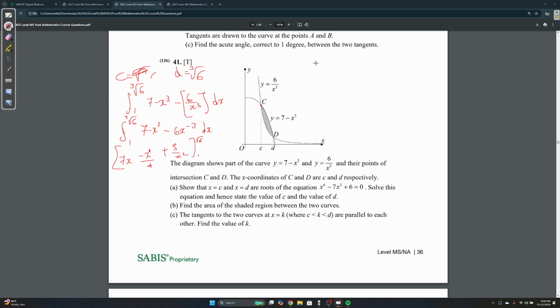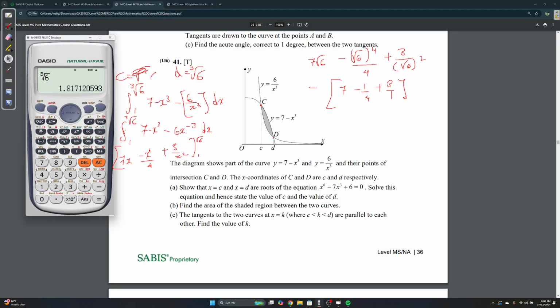Okay. So we're going to start out here with root 6. So 7 times root 6 minus root 6 to the power of 4, over 4 plus 3 over root 6 squared, minus open bracket, substitute 1. So 7 minus 1 over 4 plus 3 over 1, close bracket. Okay, so we're going to put this on our calculator.